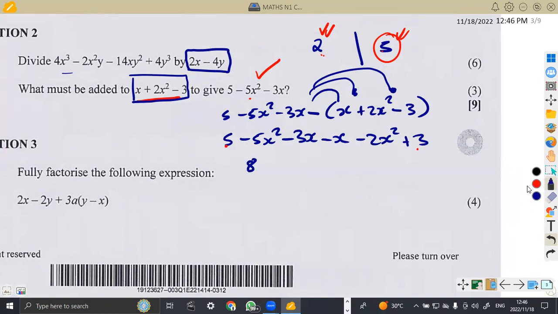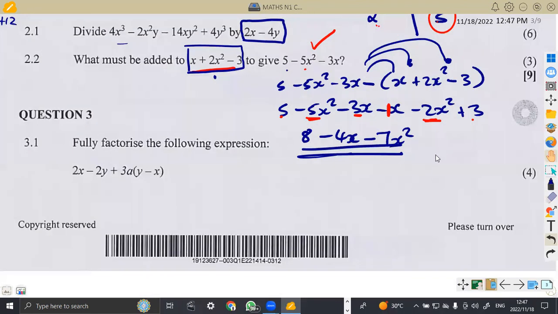All right, we move on to the part with x: minus 3 minus, this is the same as minus 1x. So it's minus 3 minus 1, which is minus 4x. Then we move on to x squared. We've got minus 5x squared and minus 2x squared. Minus 5 minus 2, that is minus 7, so it's going to be minus 7x squared. So this is what is supposed to be added to this expression so that we get this, just like that, guys. We've got your marks.